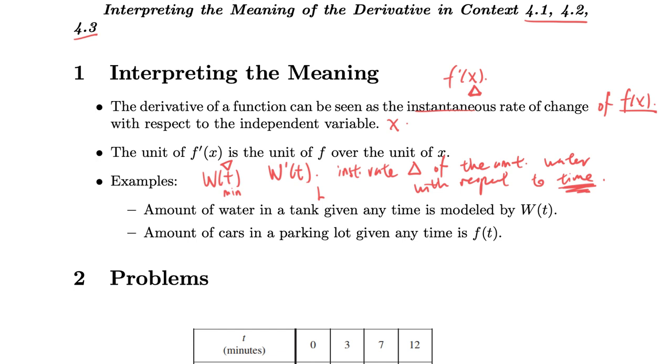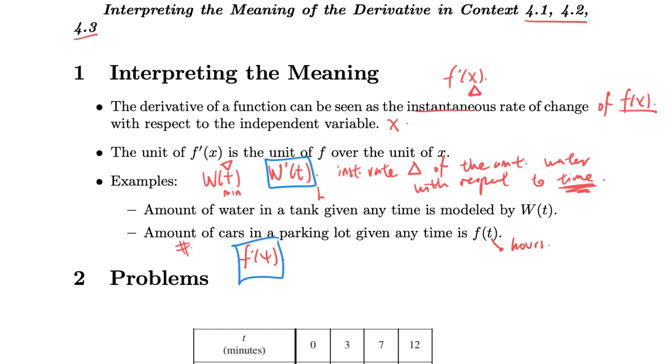But here we're being specified that it is time because t is the independent variable. And then f of t is the amount of cars in a parking lot. If we consider f prime of t, that is the instantaneous rate of change of the amount of cars in the parking lot with respect to time. And let's say the unit of t is hours, and amount is just a number, right? Now we want to find the units of W prime of t and f prime of t.